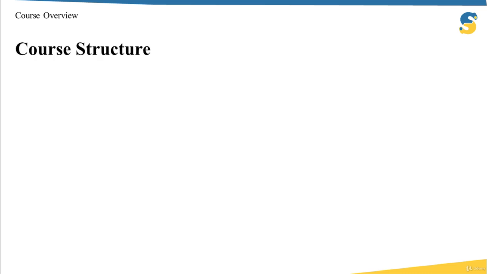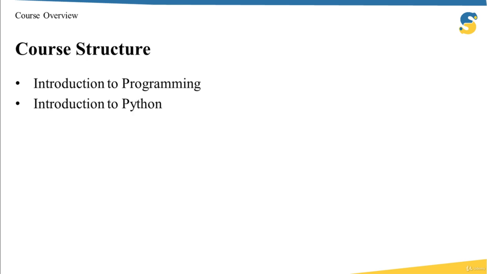Now let's talk about course structure. In this course, I assume that you have no programming knowledge before. Therefore, the first module, Introduction to Programming, will give you a brief introduction to programming in general. The next module, Introduction to Python, will show you how to get Python installed and how to get PyCharm IDE installed in your computer, whether you use Windows, Mac, or Linux OS. Also, you will learn how to run your first program in Python.